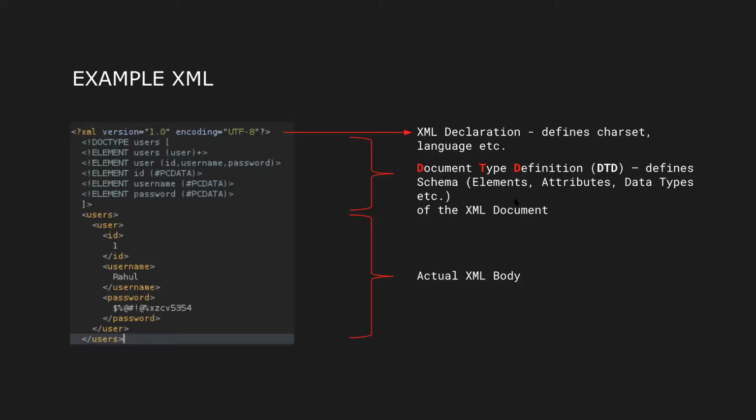As I told you in the previous slide, the DTD definition is basically the schema for the actual XML body. So the DTD definition defines the schema. It has elements, attributes, data types, etc. You can see there's a users root tag here, and there are different attributes to it, which have been defined by a doctype definition. The XML declaration is basically an optional thing, and it defines the charset and the language of the XML document, which is followed by the actual XML body that holds the content, and it is basically the data carrier.